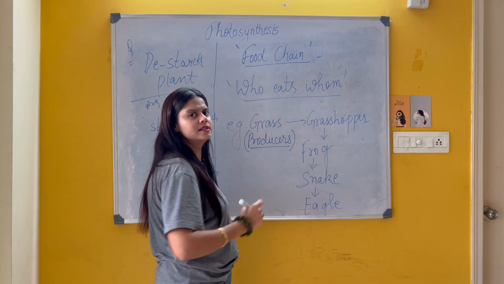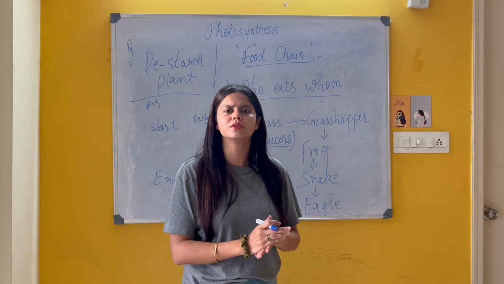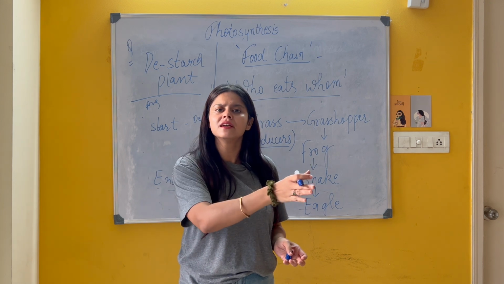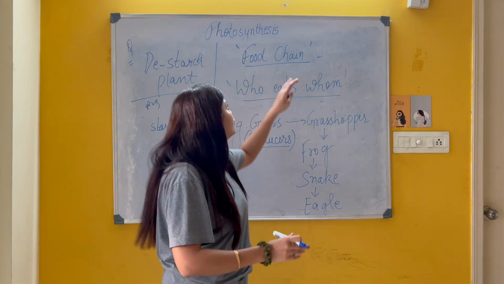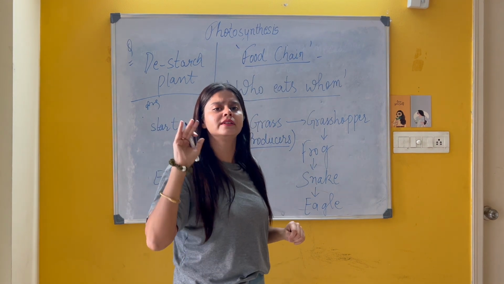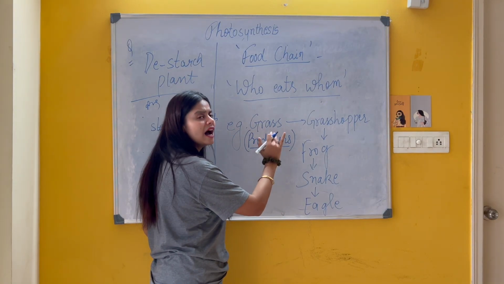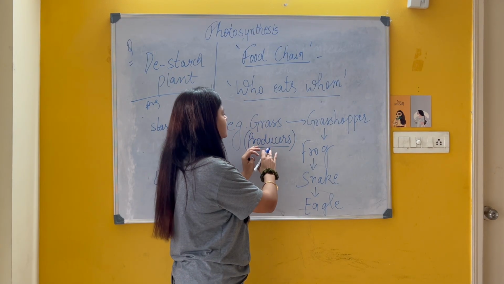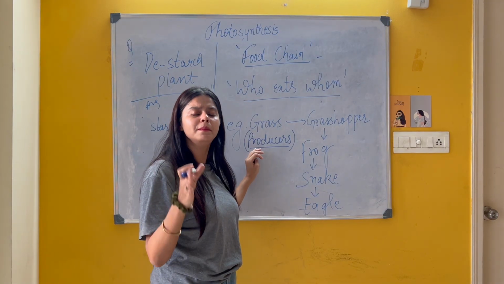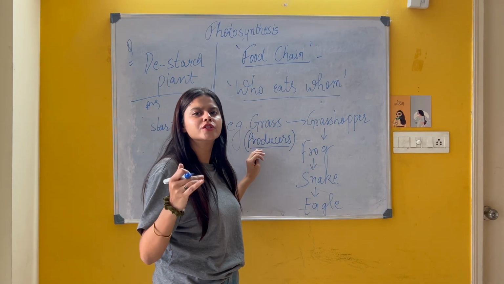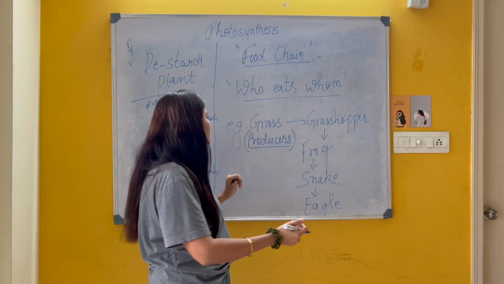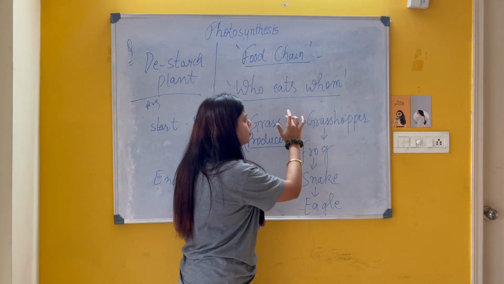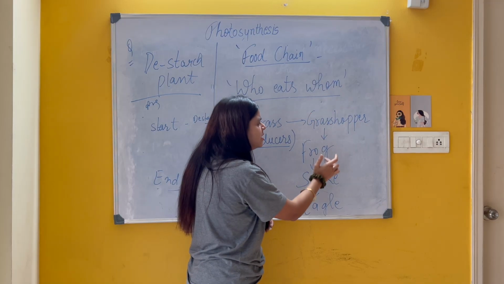What are producers? Plants are called producers because they can produce their own food. By which process? By photosynthesis. So the food chain always starts with producers. Why does it always start with producers? Because producers can make their own food by the process of photosynthesis. And this is how food or energy is passed on from one organism to another in nature.